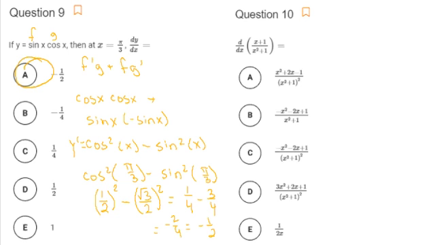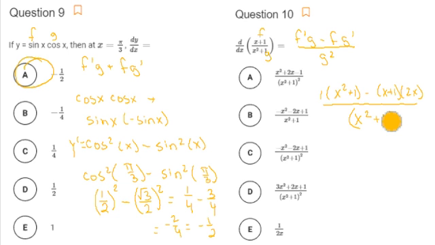And our number 10, we've got our good old quotient rule in effect once again. So once again, we've got f prime g minus f g prime divided by g squared. All right, so f prime is 1. So that gives us 1 times x squared plus 1 minus f, g prime is 2x. All of that divided by x squared plus 1, that quantity squared.